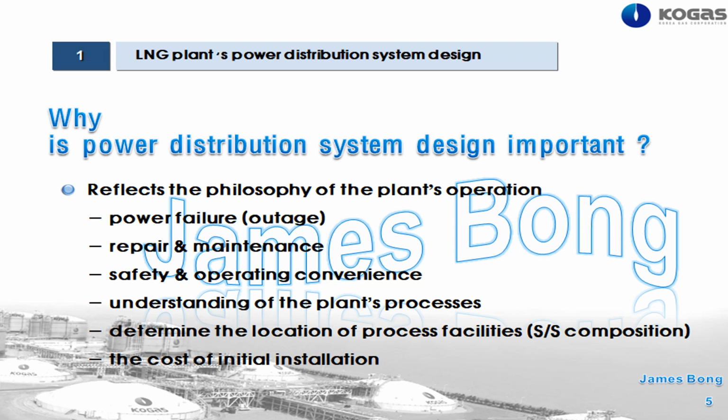According to the power distribution system, the location of the substation should be designated in the yard, and the composition of main electrical equipment is also determined, such as GIS, switchgears, and cable routes. The most important thing is that the cost changes according to which distribution system is taken. For these reasons, determining the power distribution system at a plant is so important.